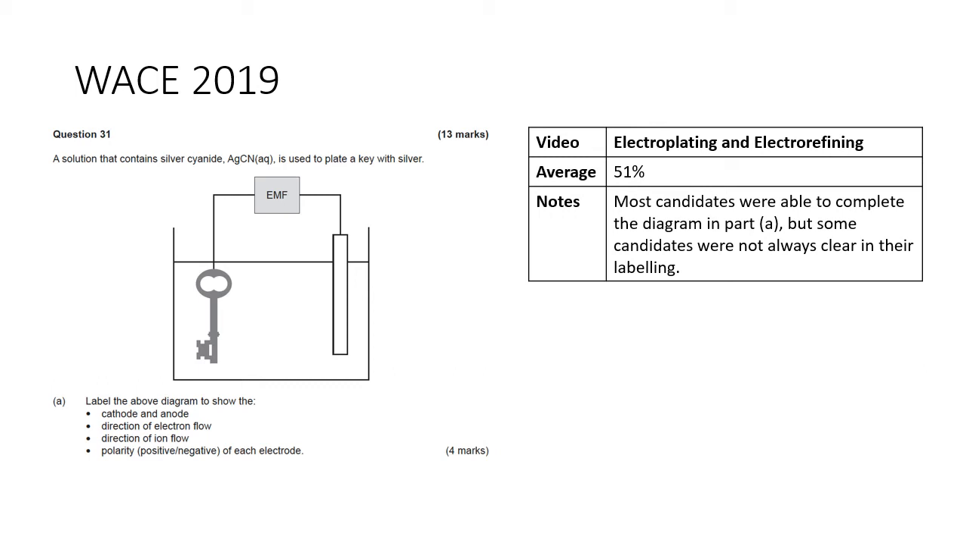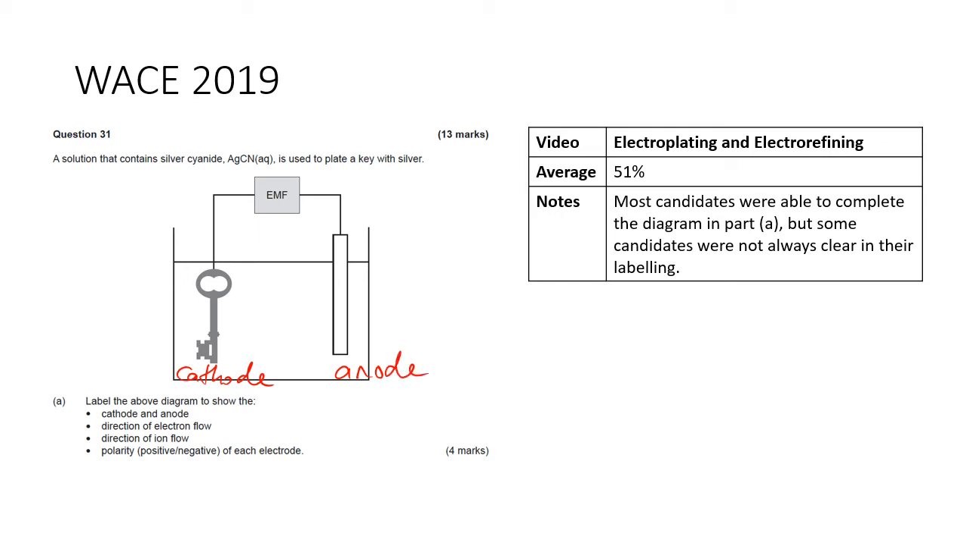Okay, a solution contains silver cyanide, AgCN, which will be used to plate a key with silver. So you should be remembering all of that stuff from electroplating and electrorefining. Just make sure that you do this carefully. So let's have a think. When you do this, we should remember that whatever you're electroplating is the cathode, because we want reduction to occur here. And that must mean that that is the anode.